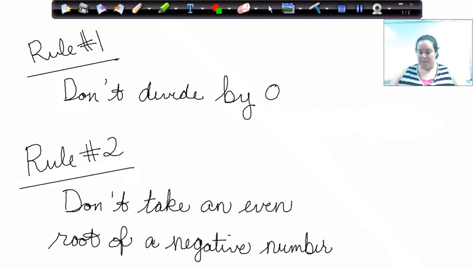There are two things that we can't do in math. We have two rules about things that are just not possible. Okay. First one, rule number one, don't divide by 0. Can't divide by 0. It doesn't make any sense.